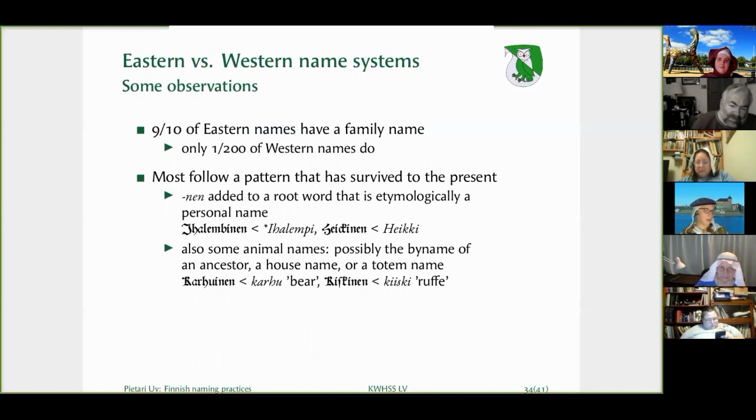But the Eastern family names were something of a surprise. It was known that they were used in the East, but 9 out of 10 people is very much more common than what I expected. And quite a few of these surnames are names that are still in use and have been consistently used since the late 17th century, from where we have systematic baptismal records.